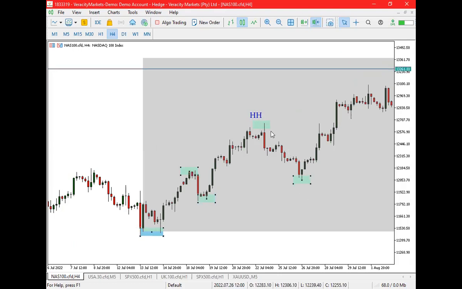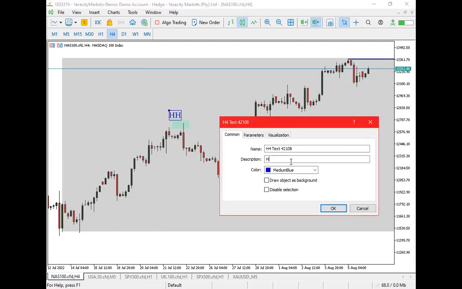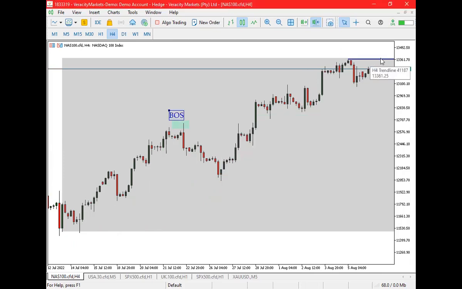Guys, these things are very simple. You see, let me change this one. My time is running out, that's why I'm trying to be fast. Then this is going to be a BOS, a break of structure. Then let me show you exactly what I'm talking about. I'm talking about something like this. Come on.